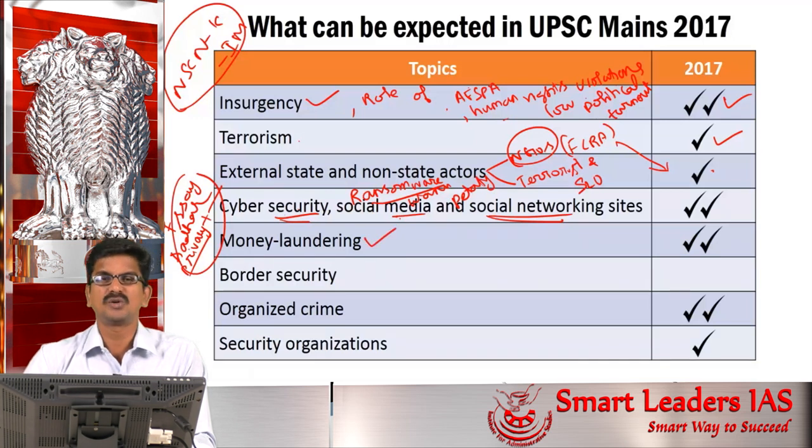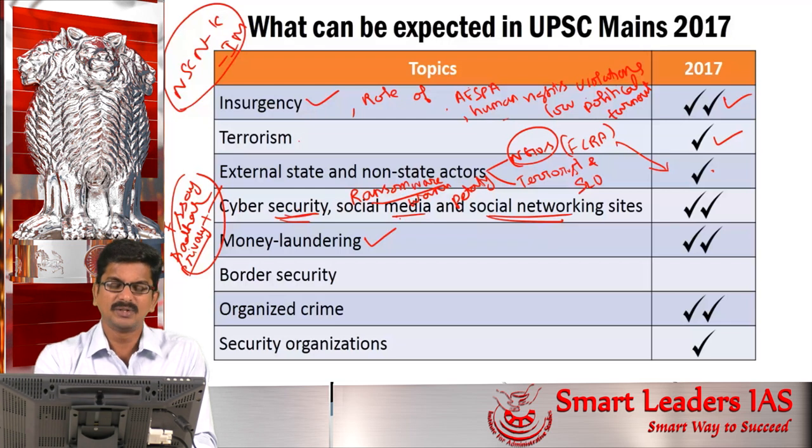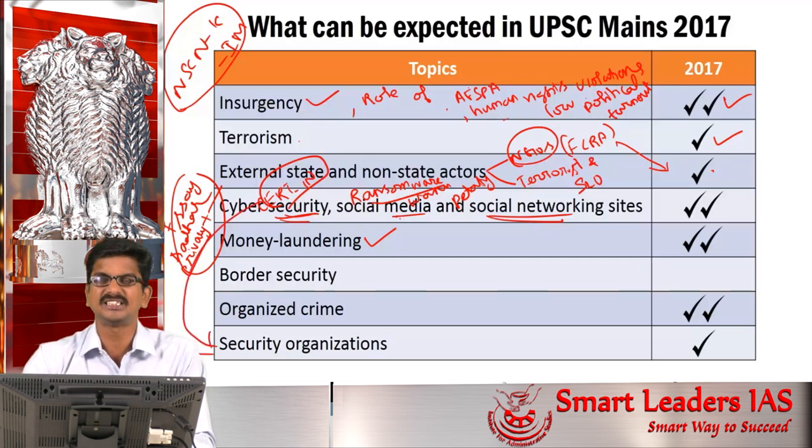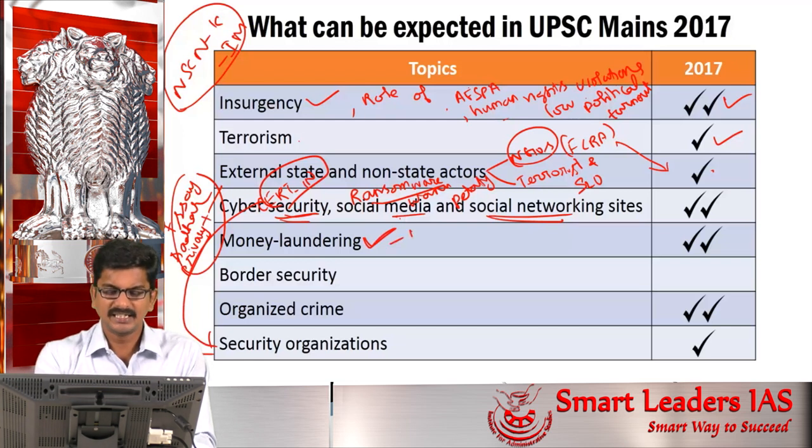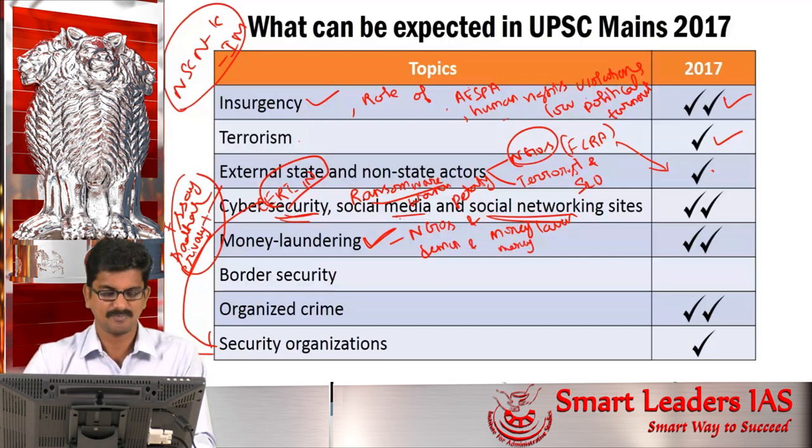Next, about money laundering. Also, I want to mention that in cyber security, what is the role of CERT in dealing with cyber attacks? CERT, being an organization, can be covered under security organizations also. So these were the topics we can possibly expect in the next mains. Then money laundering. As I said earlier, NGOs and money laundering, and demonetization and money laundering are the two important areas that need to be focused.